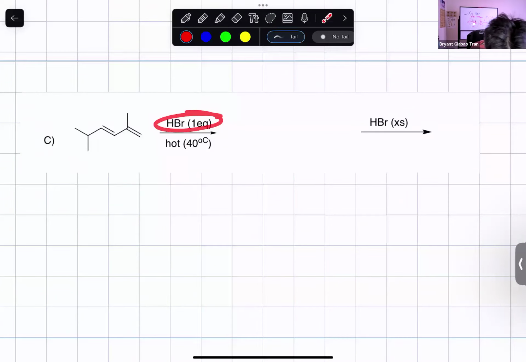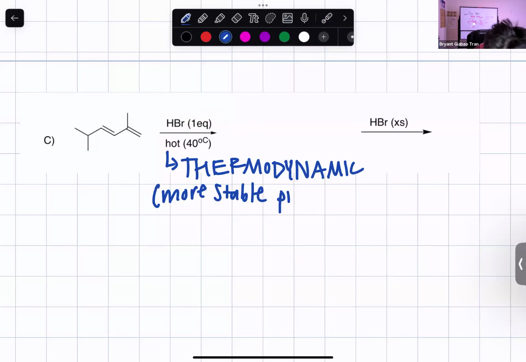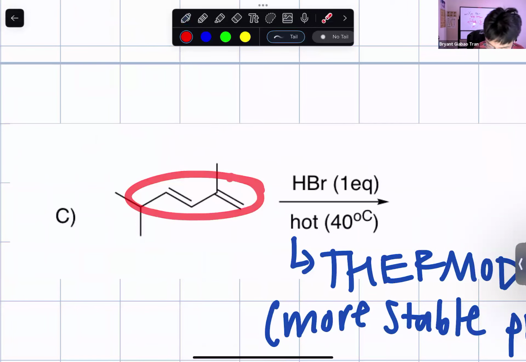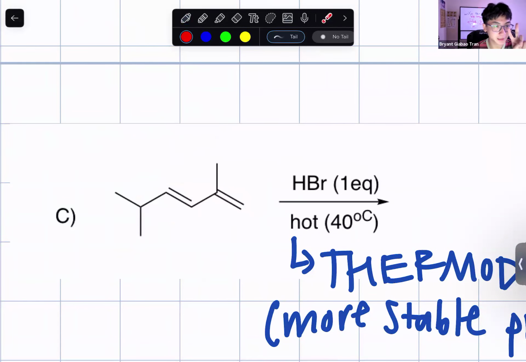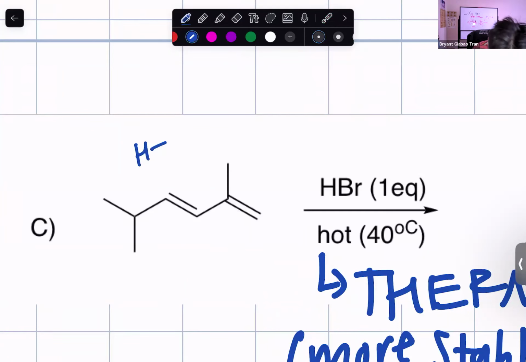So HBr, hot, that's going to be a thermodynamic product. And if we are looking for a thermodynamic product, what are we looking for? The more stable intermediate or the more stable product? More stable product, right? Now, this is an asymmetrical conjugated diene, right? Which means that we have to look at the two resonance structures and then choose the best resonance structure from there. Don't choose the more stable product just yet. We got to react the HBr with both alkenes, right? So I'm going to react with the left alkene first.